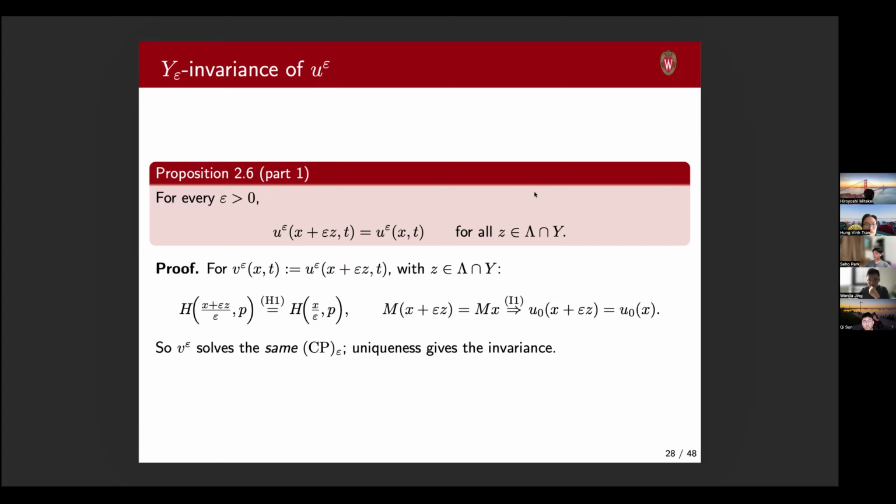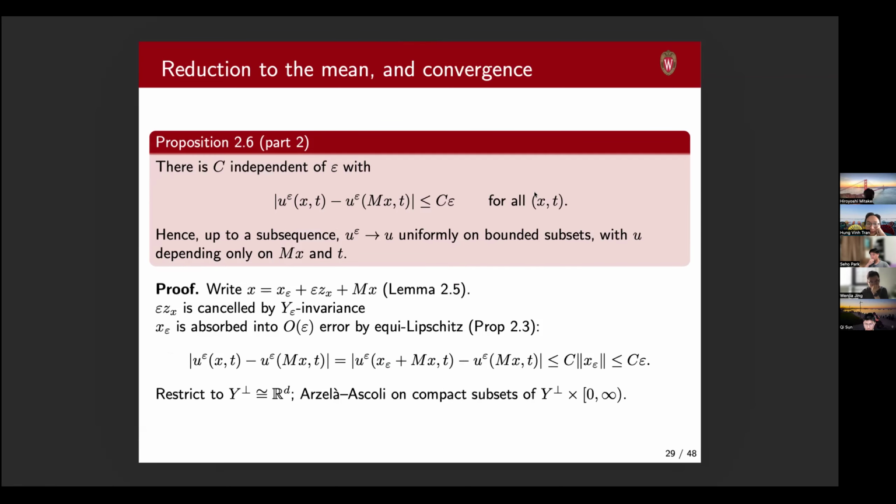So from the uniqueness, we can show that u of epsilon is invariant under the y epsilon translation. Okay. And now we can explain about the convergence. So here, we decompose x into, again, m of x, x epsilon, and epsilon times g of x, and that y epsilon part will be cancelled because u of epsilon is y epsilon invariant, and from the Lipschitz regularity of u of epsilon, we can compare u of epsilon with its value at m of x using the Lipschitz regularity. And the only difference is x epsilon here. So the error is bounded by c times epsilon. Okay? And this will vanish when epsilon goes to 0.